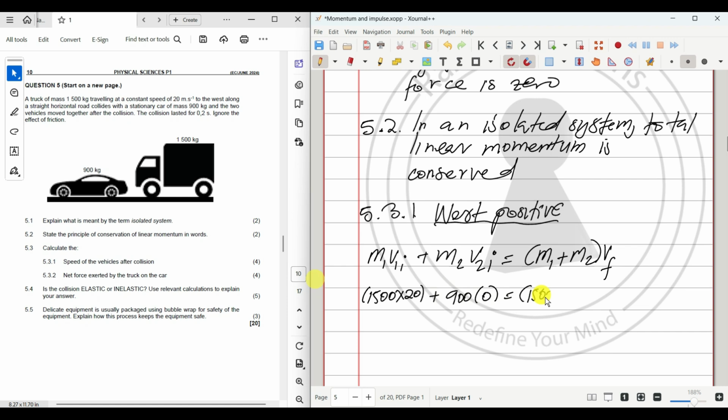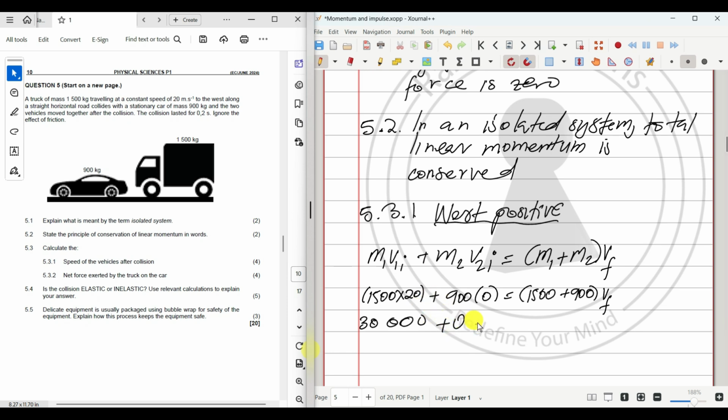So again, 1500 plus 900 multiplied by the final velocity. Okay, so 15 times 2 is basically 30. So we expect, should we say 300? I think 300,000. Nah, 30,000. This is 30,000. Let me press my calculator. 1500 times 20, it's 30,000, correct?